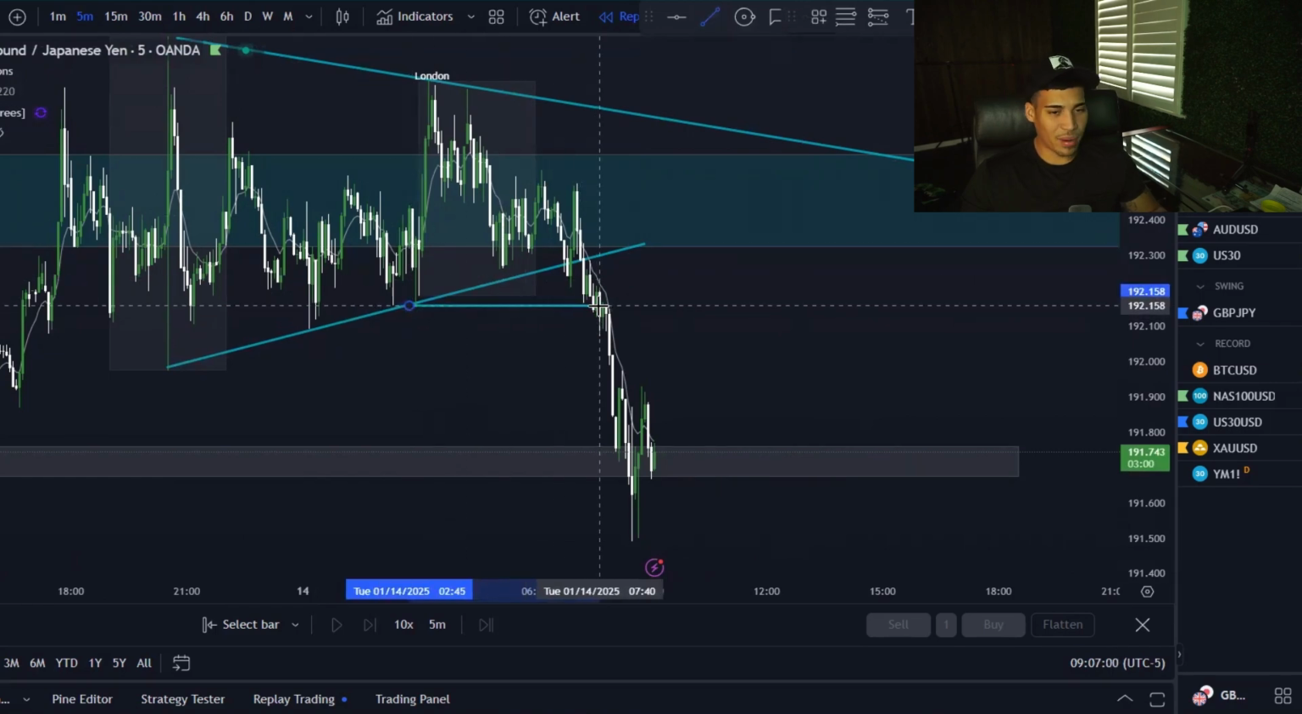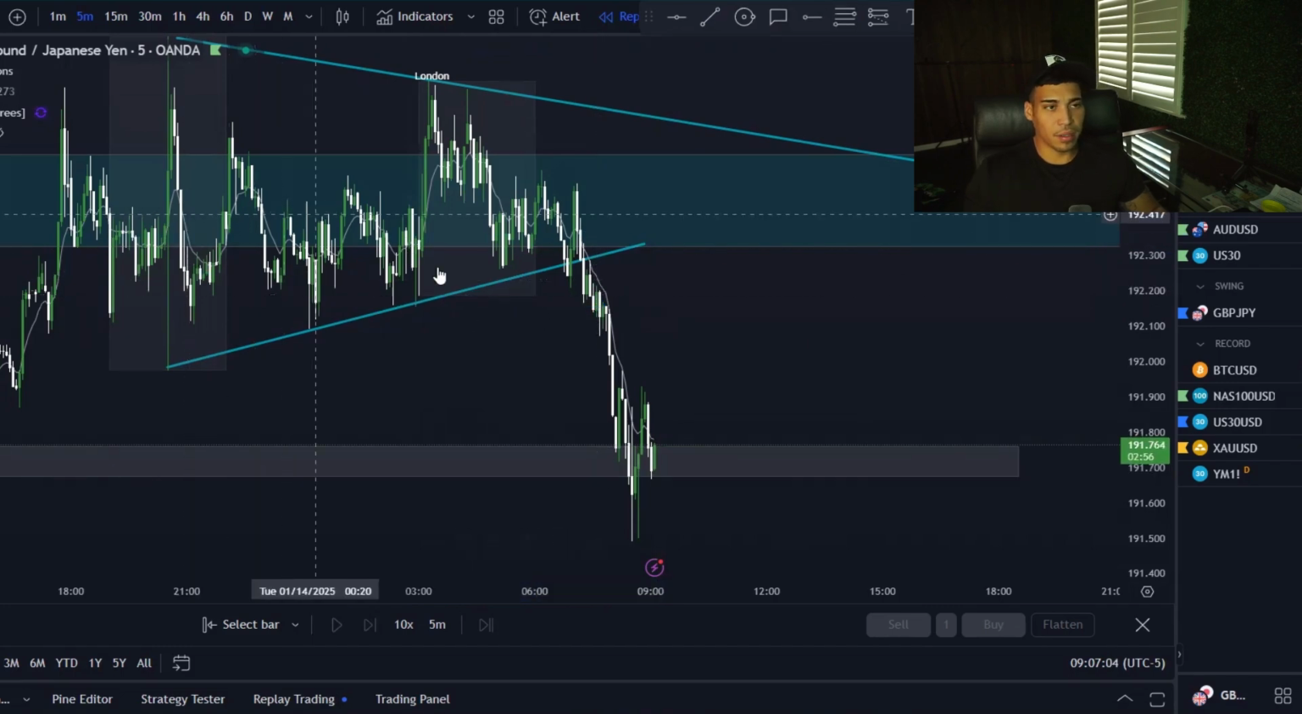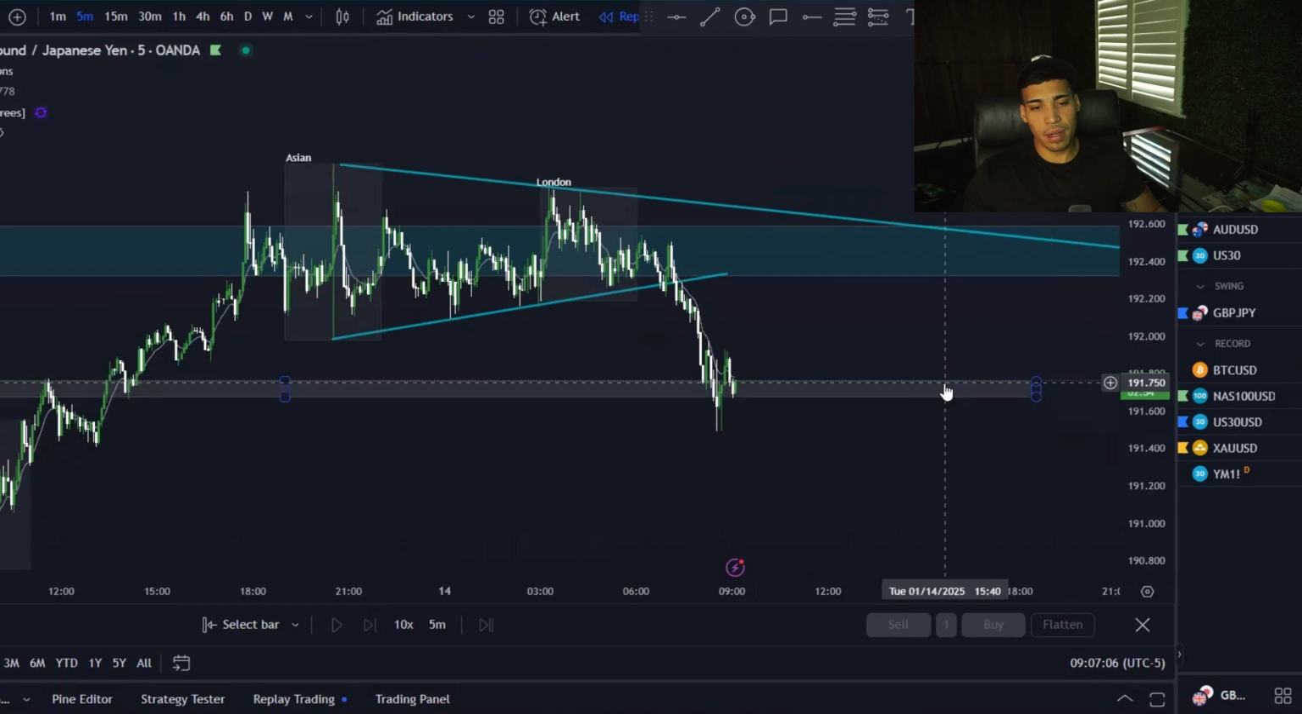Kind of push back in the range. I would like to see a bit more of a retracement and then dump from that point. I mean, sending it. So going down to 5 minute, what we're looking for.